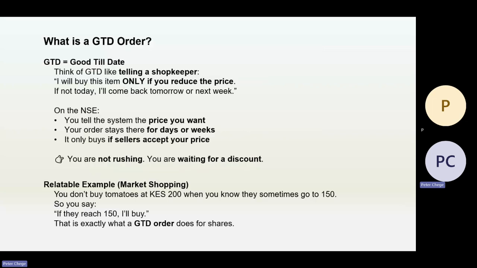So what is a GTD order? This is just a recap. The GTD order is good till date. These are orders that you place on broker platform, specifically a BDG trader, and you give it a number of days. Good till date means you're giving your order live, we call it live in the market, for a number of days.